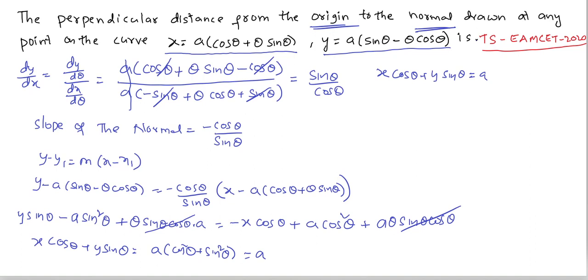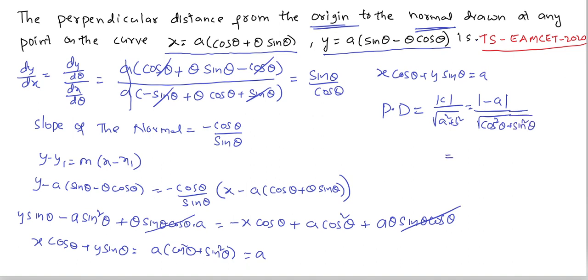Here it is asking for the perpendicular distance, the perpendicular distance from the origin to the normal. This perpendicular distance is modulus of c by square root of a square plus b square, that is modulus of minus a by under root of the x coefficient square, that is cos square theta.